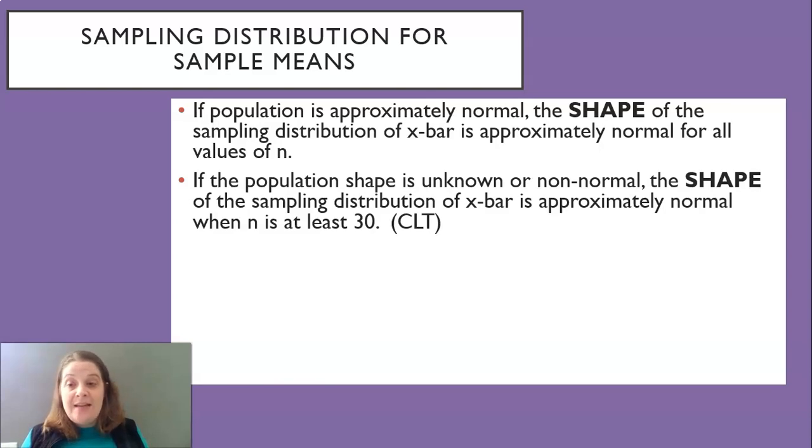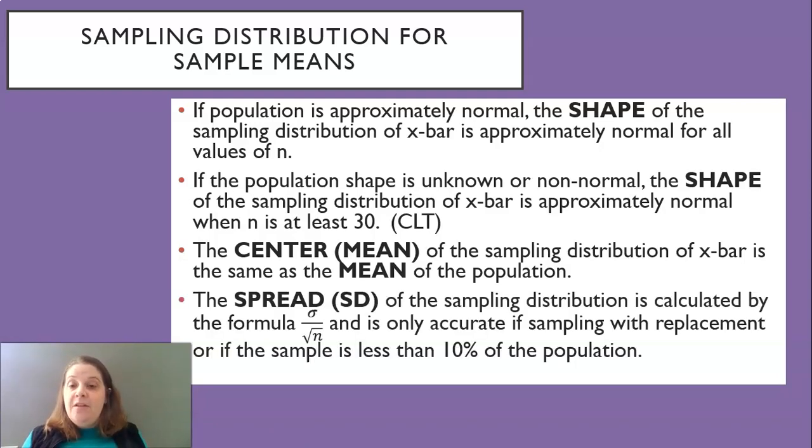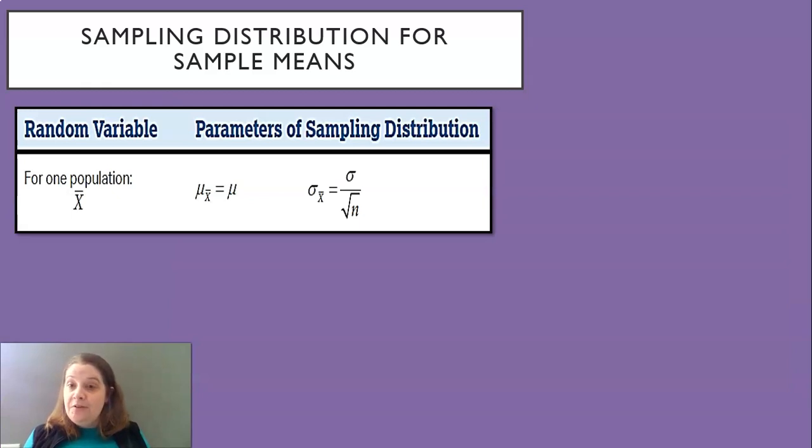For proportions, you have to check that np is greater than or equal to 10 and n times (1 minus p) is greater than or equal to 10. The center, the mean of my sampling distribution of x bar, is going to be the same as the mean of the population. The spread, the standard deviation of the sampling distribution, you calculate with the formula sigma over the square root of n, and it's only accurate if you're sampling with replacement, or if you're not sampling with replacement, you have to make sure you're sampling less than 10% of your population. Remember that the formulas for the mean of x bar and the standard deviation of x bar are on your formula sheet. You don't have to memorize those, you just have to be able to use them.